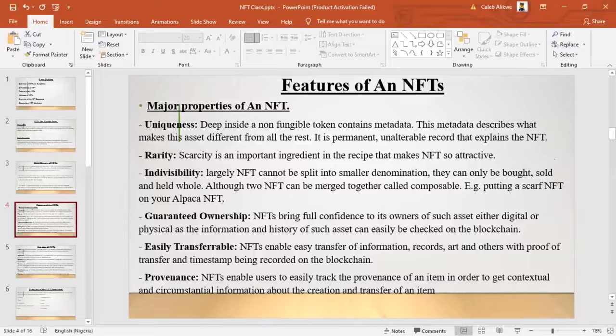CryptoKitties did something where you have a CryptoKitty with an Alpaca City NFT beside it. Then guaranteed ownership.